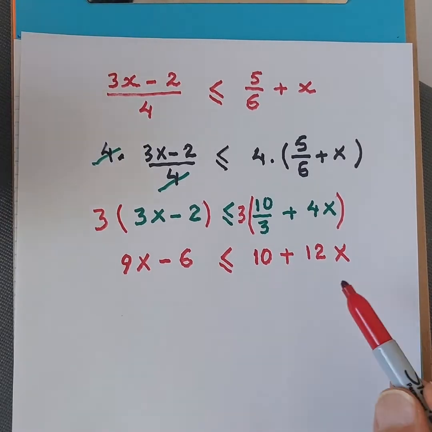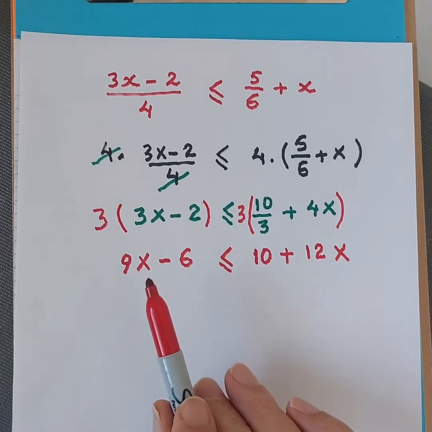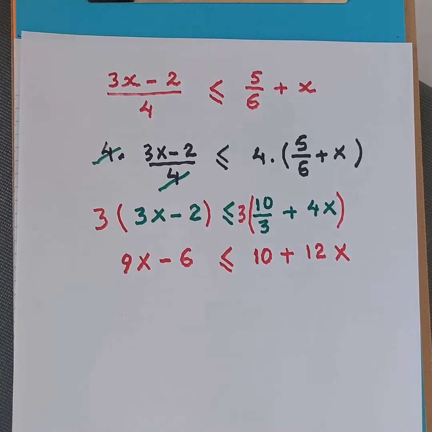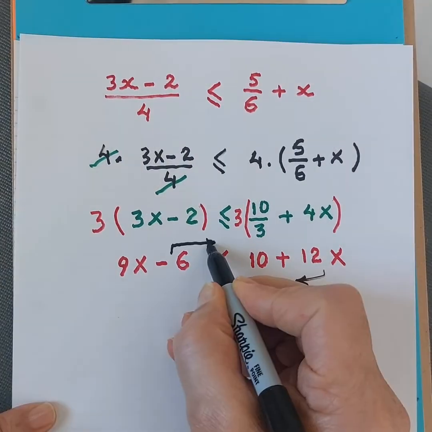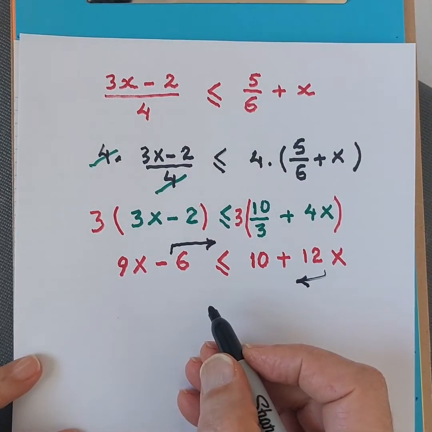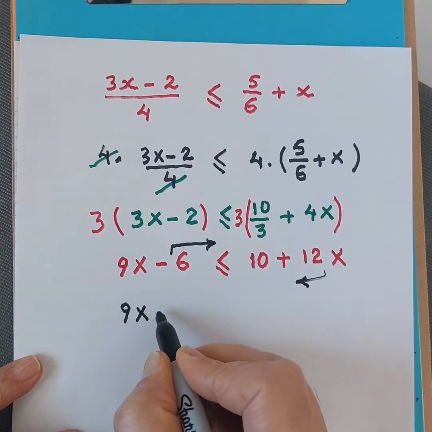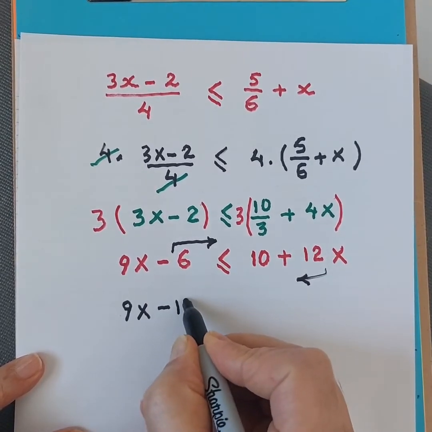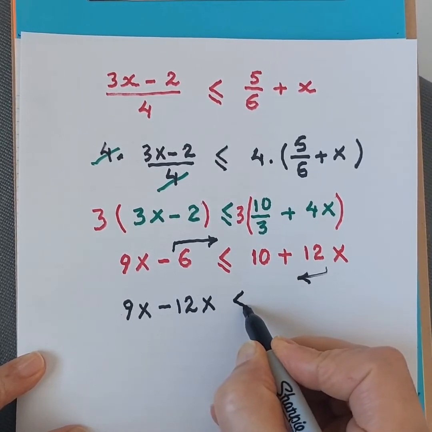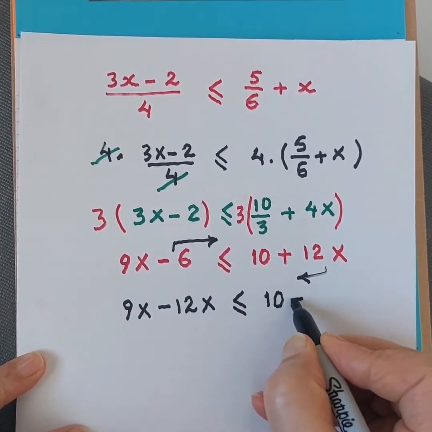Now we will do the same as we did in the previous inequality. Move all the terms with x's to be on one side and all the terms without x on the other side. That means I will move x to the other side. So here we will get 9x minus 12x is less than or equal 10 plus 6.